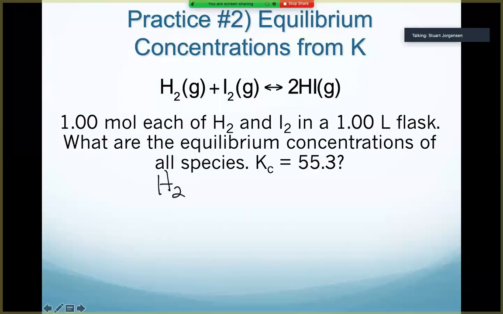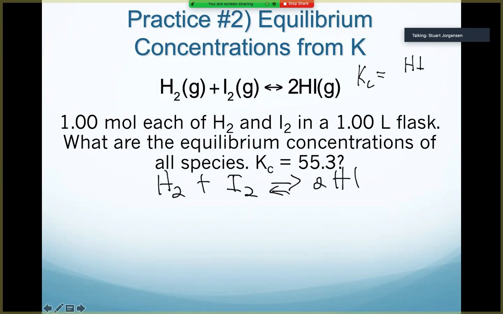We've got H2 plus I2 going to 2HI. Again, as a general reminder, to try to get your formula, it's nice to know what it is you're solving for. We're going to have our HI concentration at equilibrium squared, all over our H2 times our I2. Cool. There's our Kc expression.